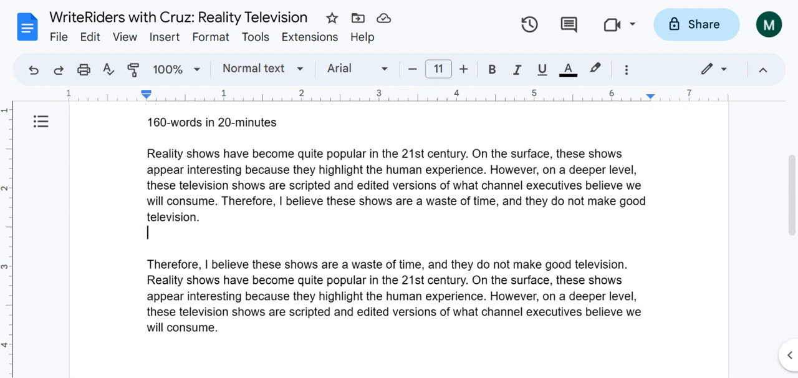Reality shows have become quite popular in the 21st century. On the surface, these shows appear interesting because they highlight the human experience. However, on a deeper level, these television shows are scripted and edited versions of what channel executives believe we will consume. Therefore, I believe these shows are a waste of time and they do not make good television. And then I end with, therefore, I believe these shows are a waste of time and they do not make good television.